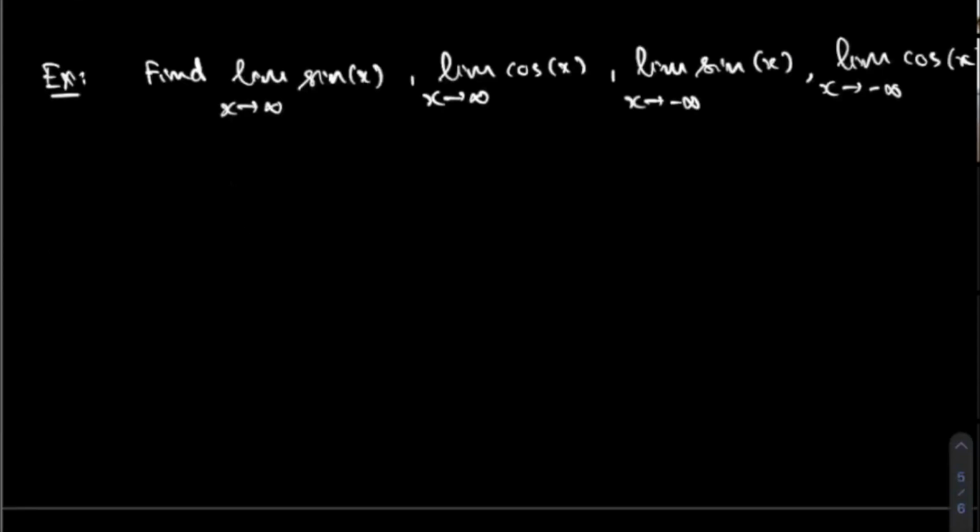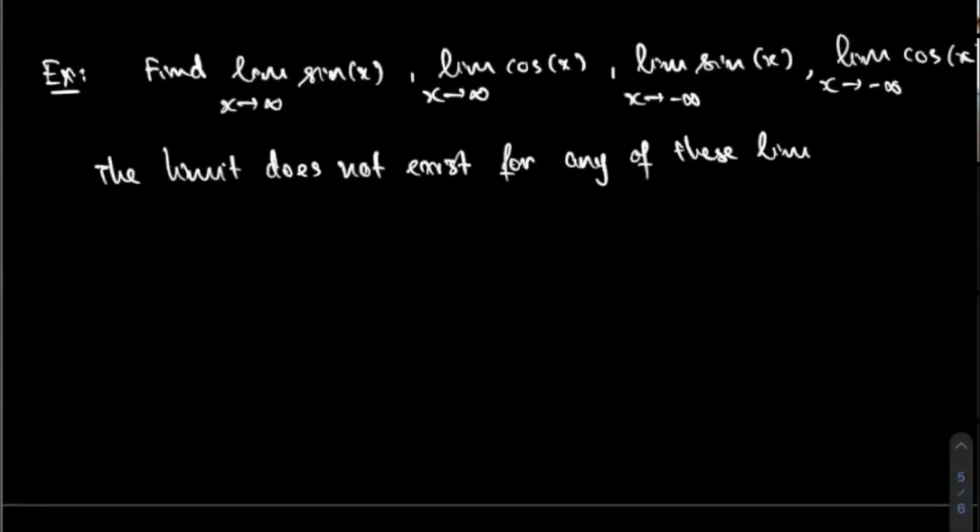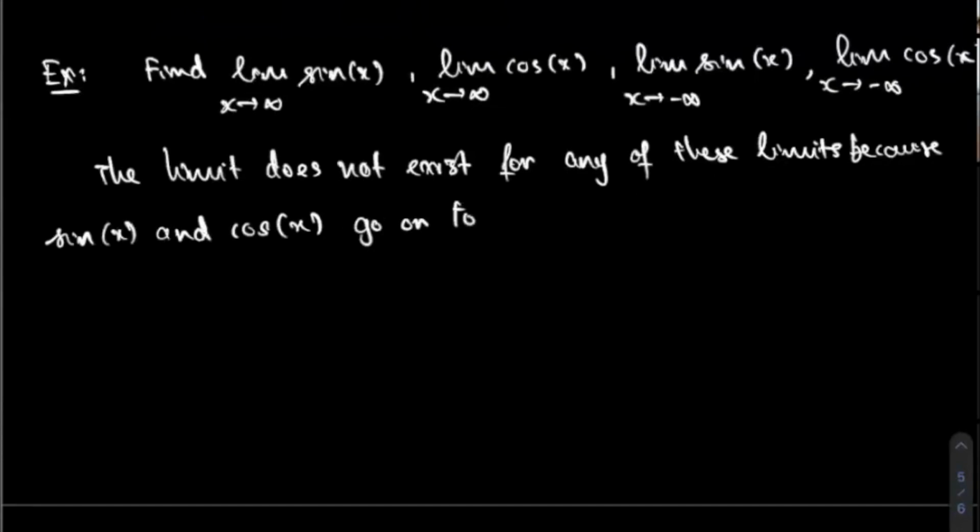So what you can say is the limit does not exist for any of these limits, because the sine and cosine functions go on forever to infinity or negative infinity. So that's why the limit does not exist.